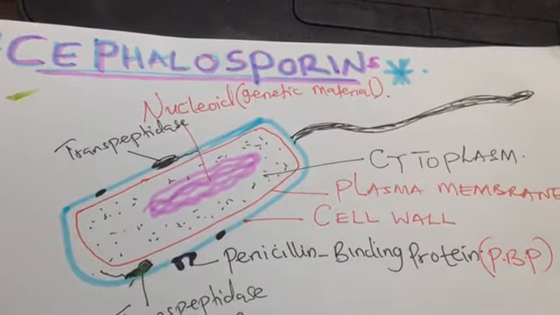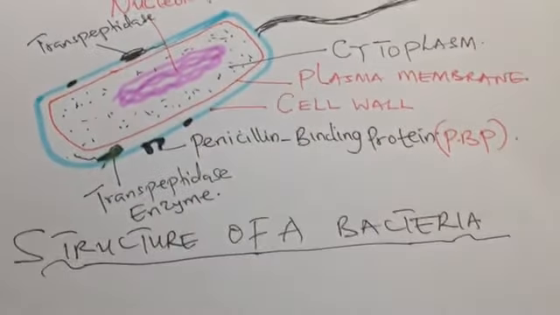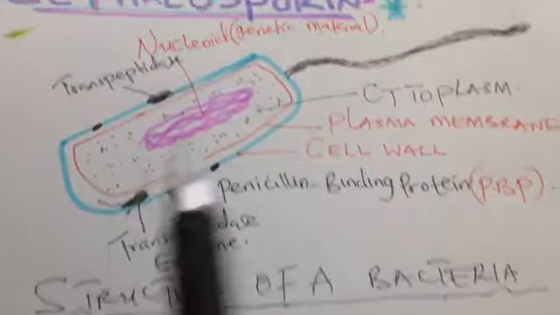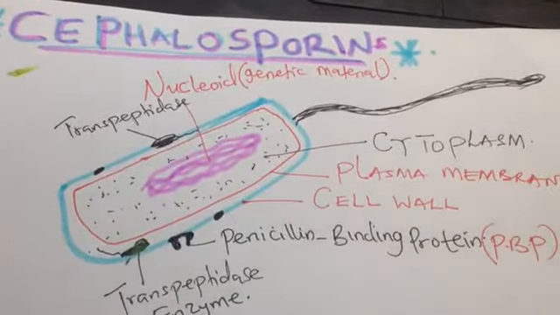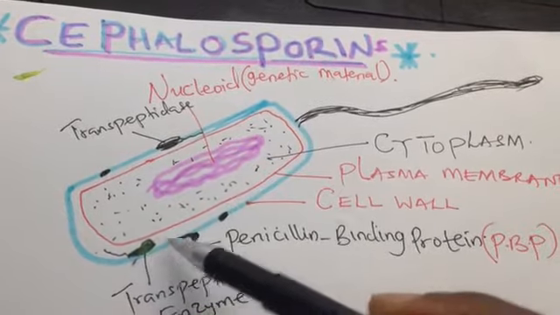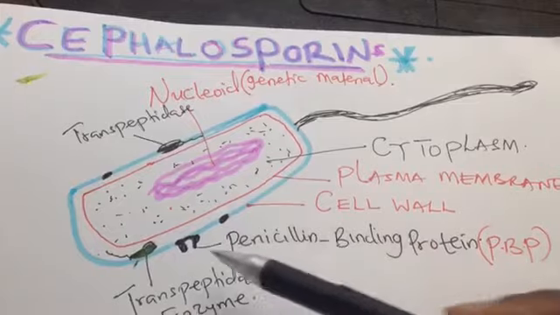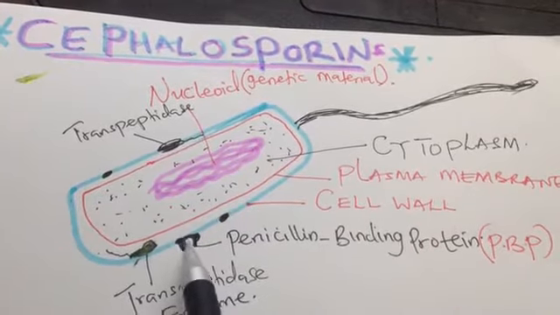on the bacteria itself. So this is the structure of the bacteria. This is the flagella for movement. Our concern in this presentation is this cell wall. This is the cell wall. This cell wall has proteins associated with it.